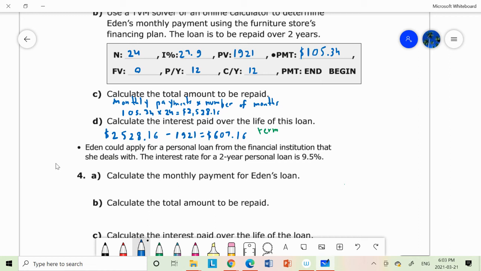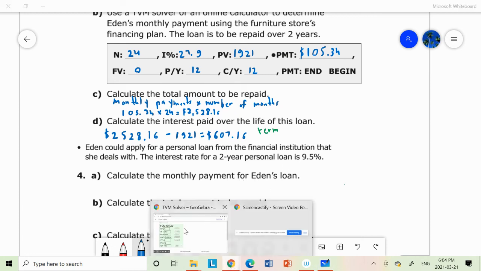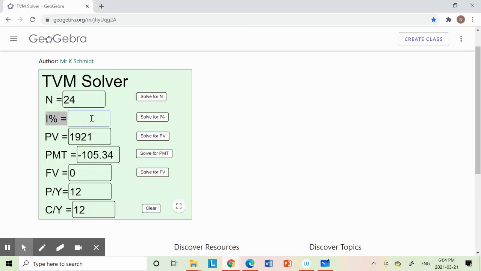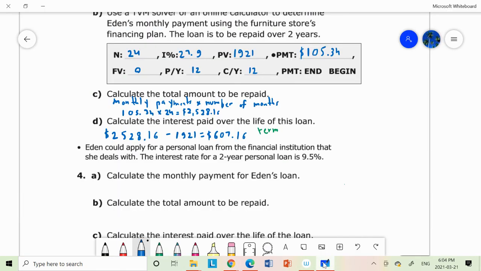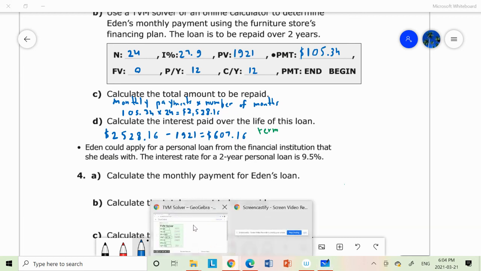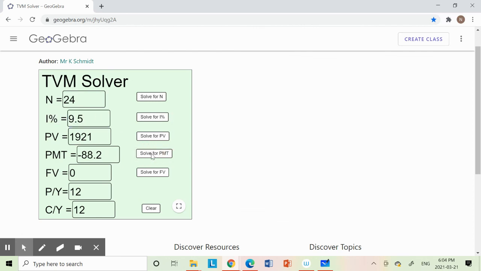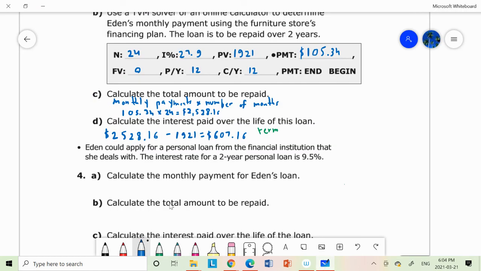Now, Eden could apply for a personal loan from the financial institution that she deals with. The interest rate for a 2-year personal loan is 9.5%. Calculate the monthly payment for Eden's loan. So in the case of 9.5%, let's go to our solver and see what we get. The interest rate is much lower, right? Instead of 27.9, it's now 9.5 actually, so let's go correct that. So for PMT, we're getting the monthly payment will be 88.2. Let's update that. Calculate the monthly payment, 88.2.